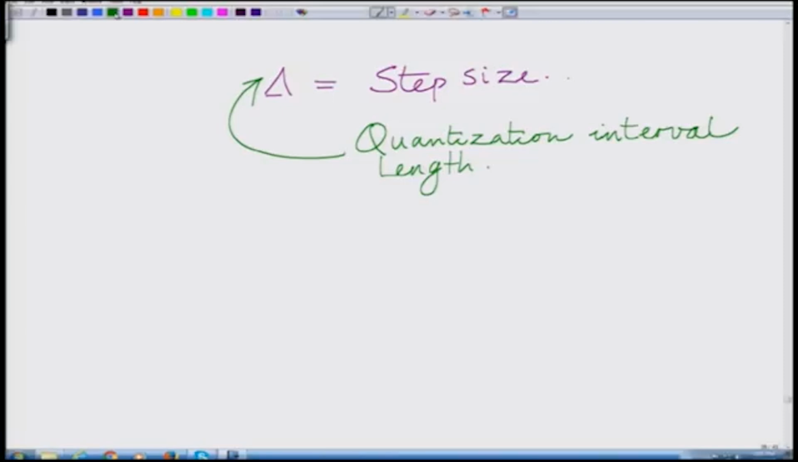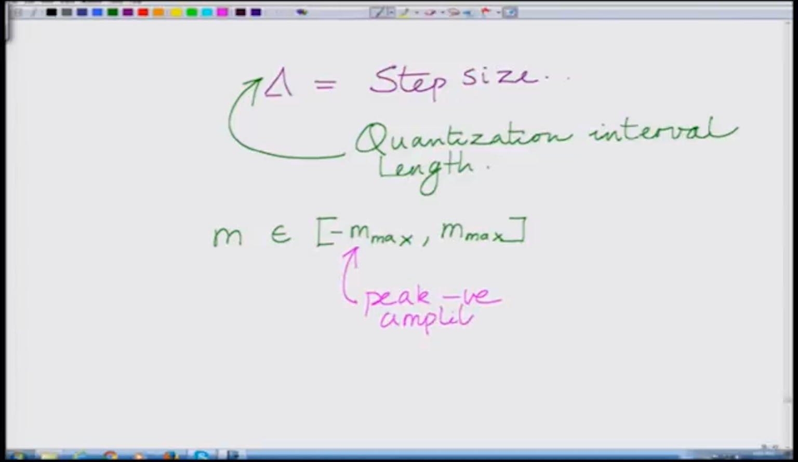Okay. Now, let us say the number of levels equals, now let us say signal m spans from minus m max to m max. So, this is your maximum amplitude, or peak negative amplitude, let us put it that way. And we are assuming it to be symmetric, and m max is your peak positive amplitude.